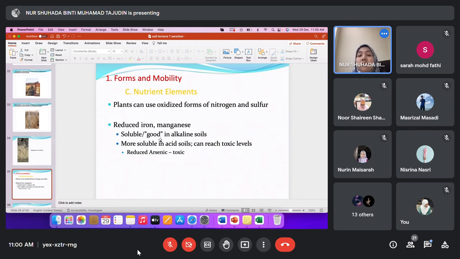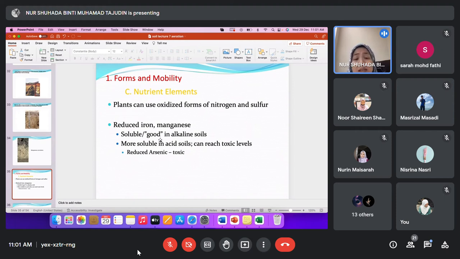Okay, but under reduced iron and manganese, it is what we call soluble, good in alkaline soil. Okay, however, when it is oxidized, it is an acidic type of salt. So it can be more soluble in an acid soil. As I said earlier, iron becomes iron 3+, it is soluble. Soluble means it is mobile. Okay, and it can reach toxic levels where it can enter the water bodies and your agriculture area.